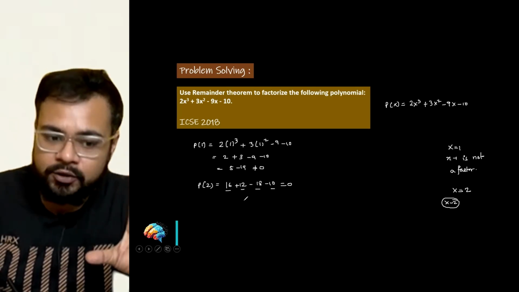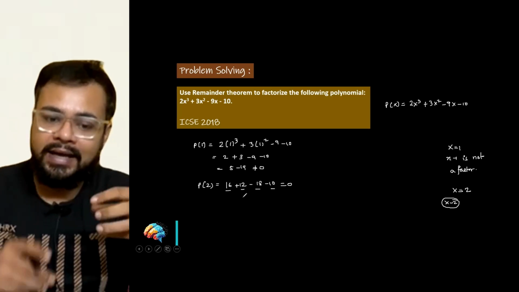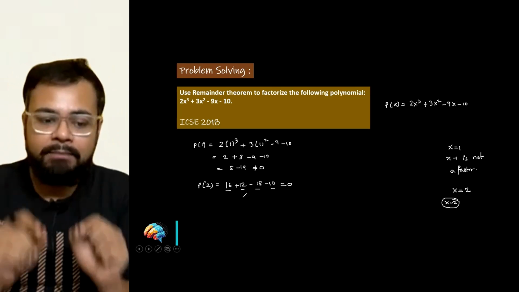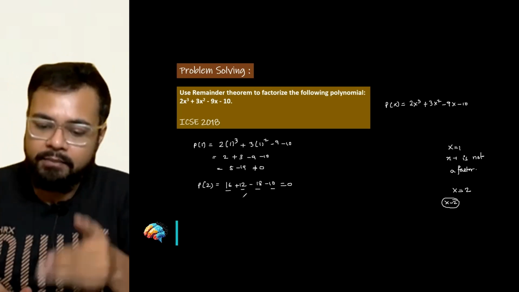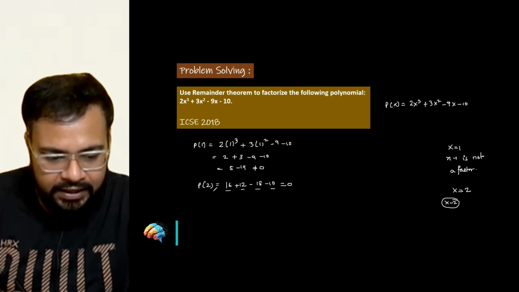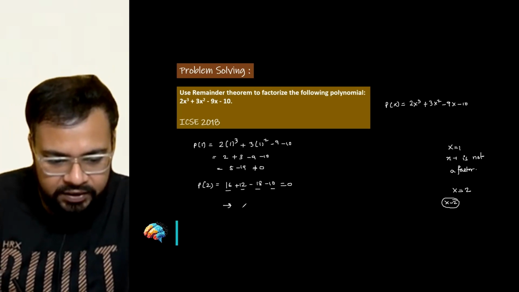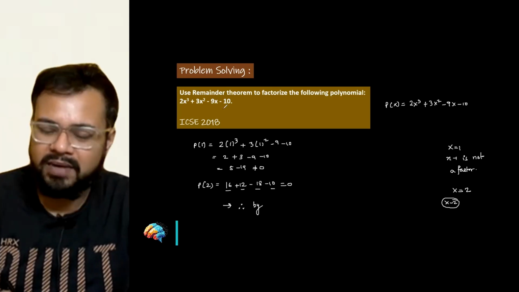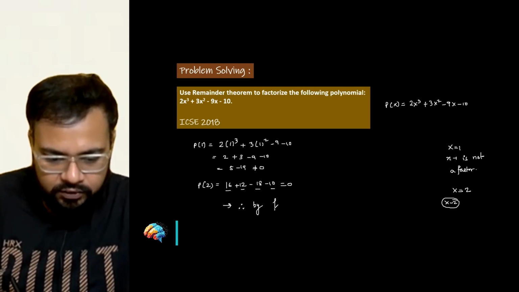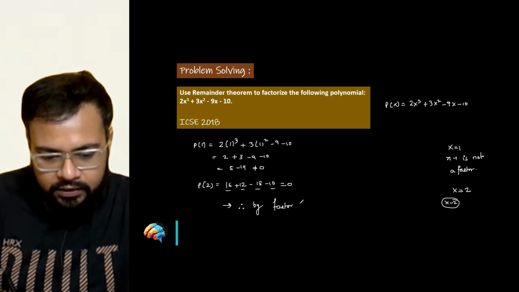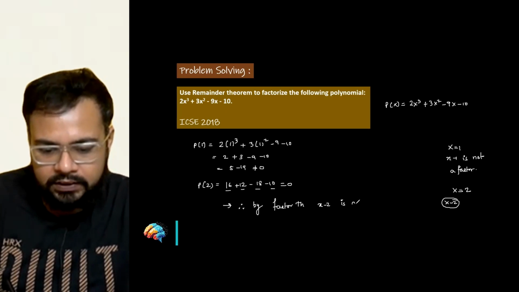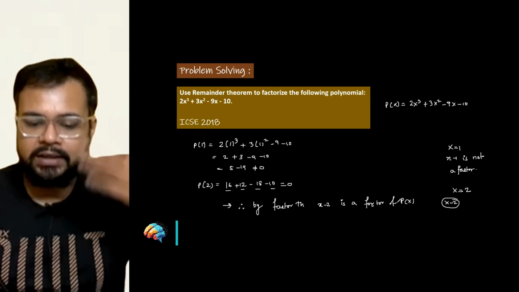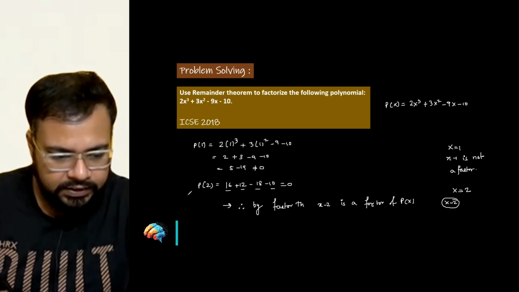So if x minus 2 is a factor, now we can get the other factors by simply dividing the given polynomial by x minus 2. As we get P(2) equal to 0, we need to clearly mention, therefore, by, they have said remainder theorem, but it should be factor theorem actually, okay? So by factor theorem, x minus 2 is a factor of P(x). To get the other factors, we now divide. So let's see.